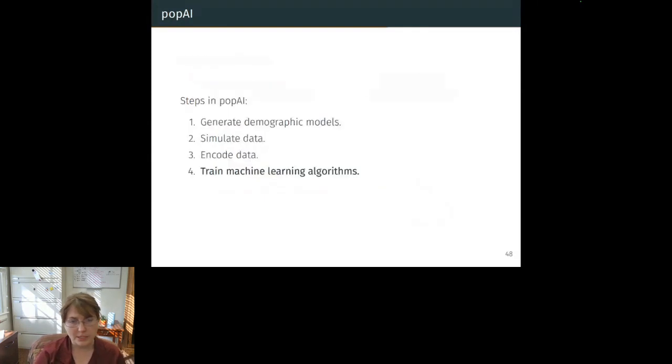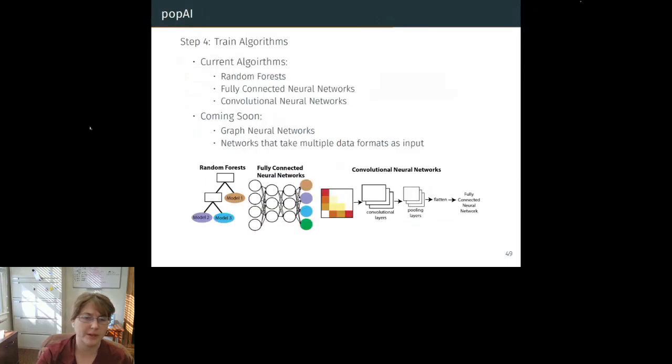After this, we're ready to train our machine learning algorithms. Right now we implement random forests, fully connected neural networks, and convolutional neural networks. The convolutional neural networks are probably the most powerful thing currently implemented. These can work on our site frequency spectra, treating those as images, which I think is a really convenient way to analyze site frequency spectra. And they can also analyze the SNP alignments directly.